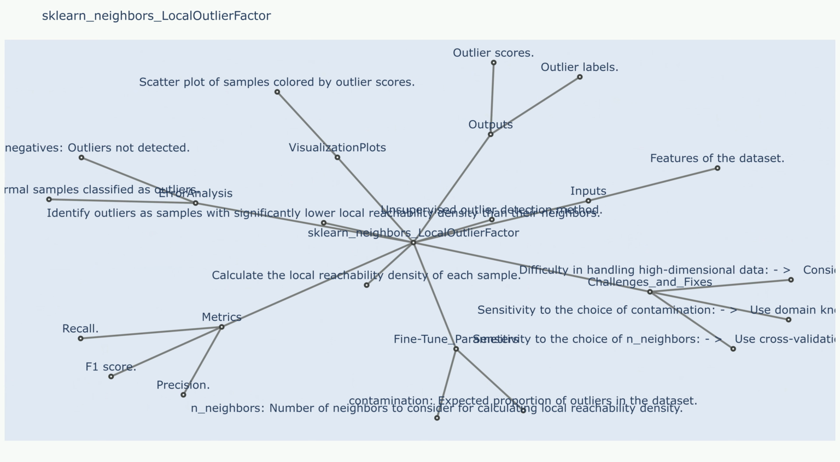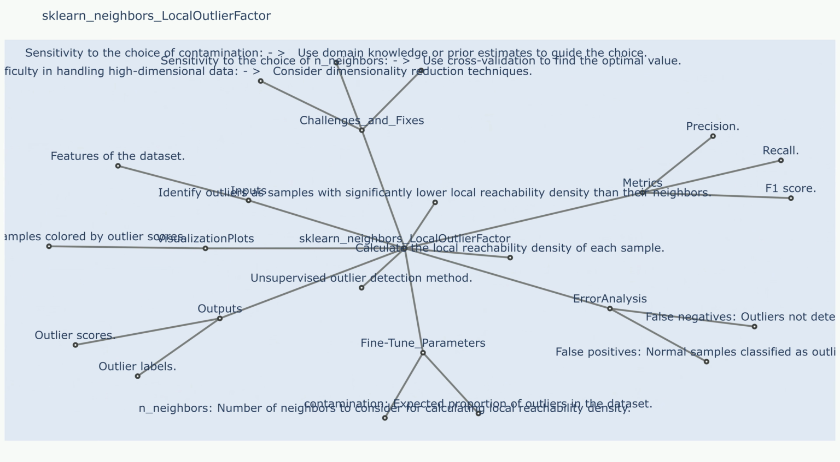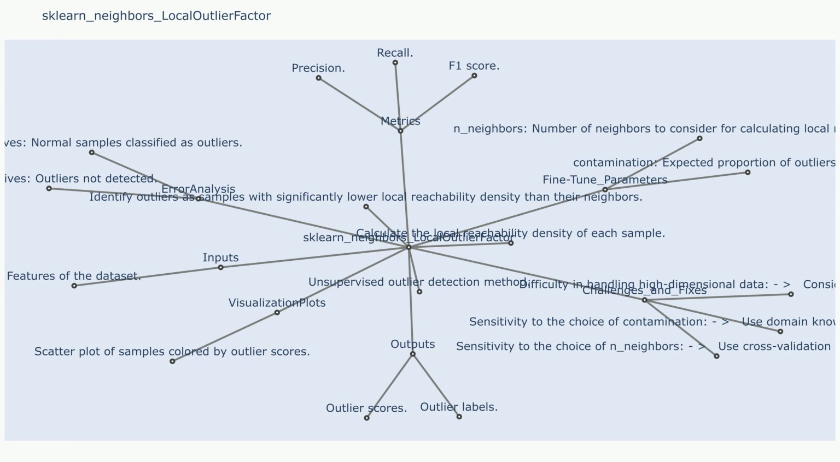Fine-tune parameters. n_neighbors: the number of neighbors to consider for each data point. A larger value means considering a broader neighborhood, potentially capturing subtle outliers. Leaf size: the size of the leaf nodes in the KD tree used for nearest neighbor search. A smaller value leads to more precise neighbor searches but can increase computation time. Algorithm: the algorithm used for nearest neighbor search, which can be auto, ball tree, KD tree, or brute.